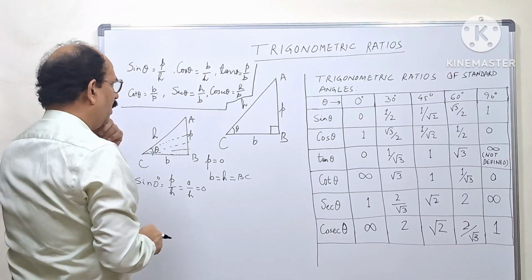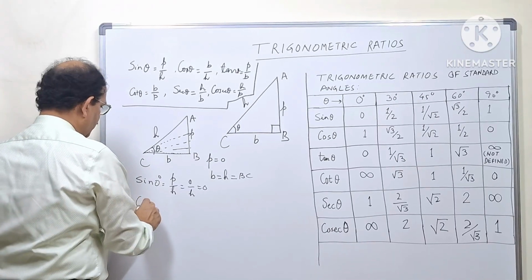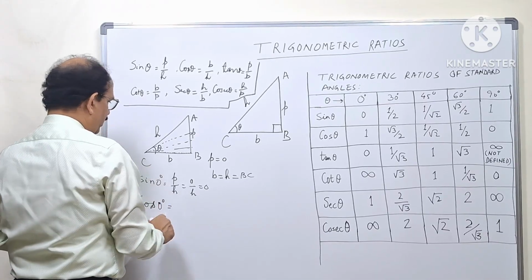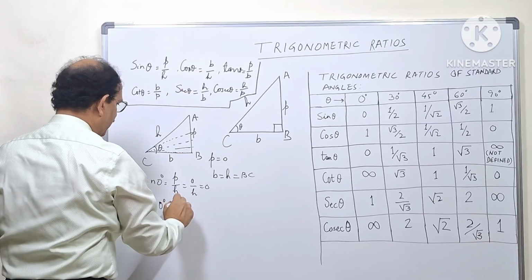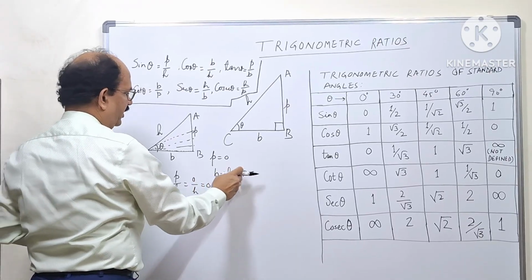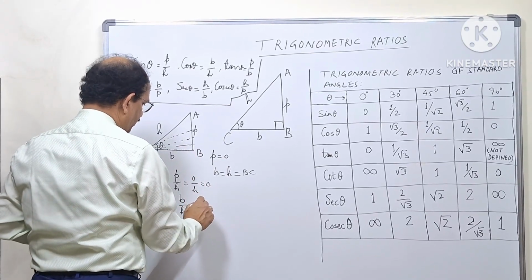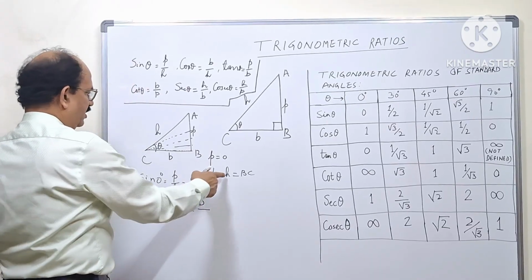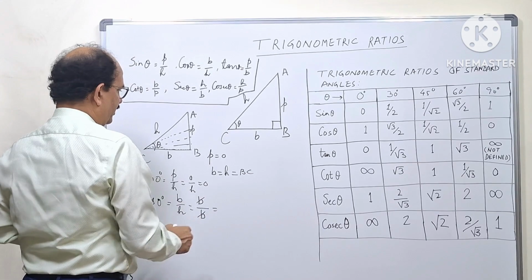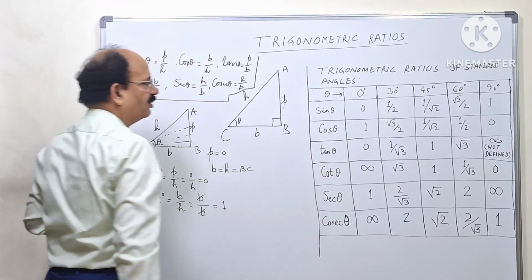Right? Now let's talk about cos 0 degree. It will be equal to base by hypotenuse. Base and hypotenuse in this case become equal, that is BC, whatever be the length of BC. So h is also equal to b, and therefore b by b becomes 1. So that's the reason you get cos 0 equal to 1.